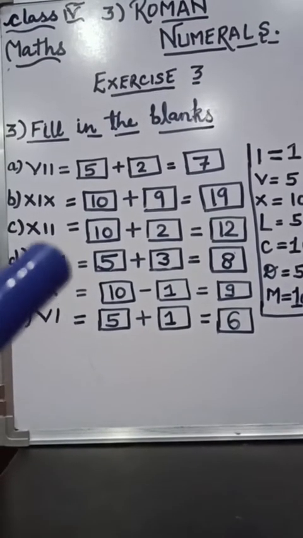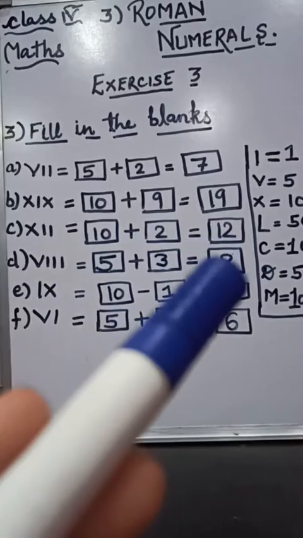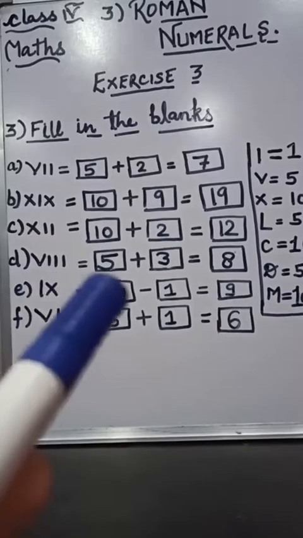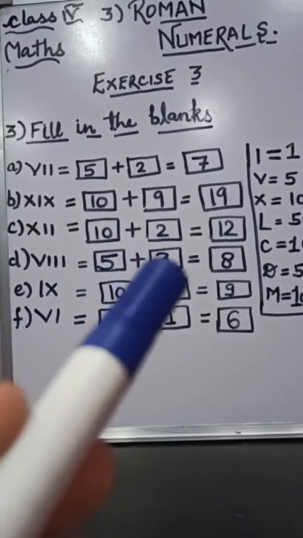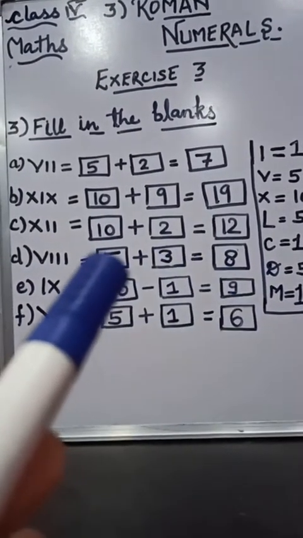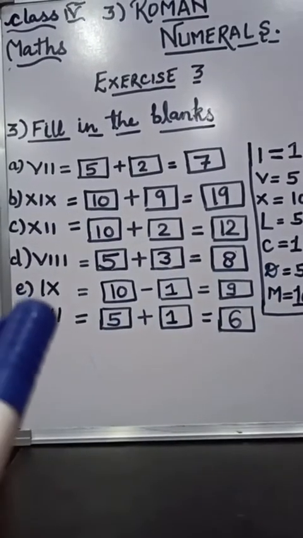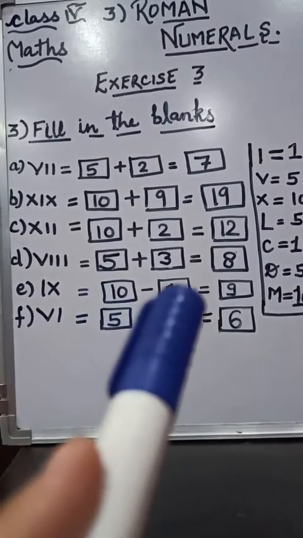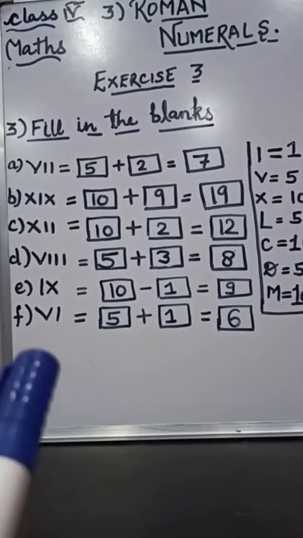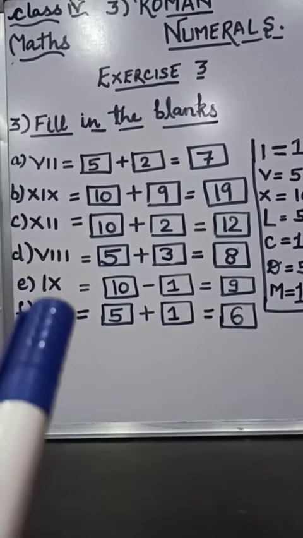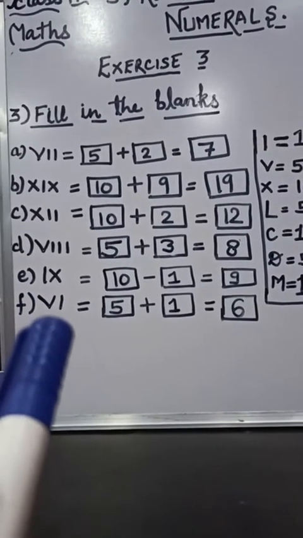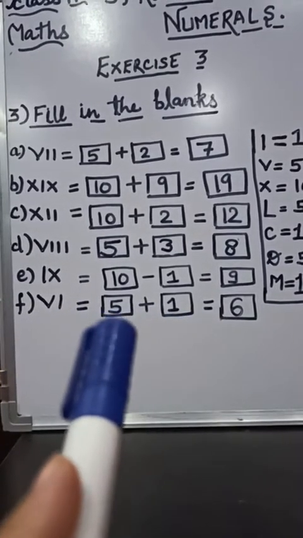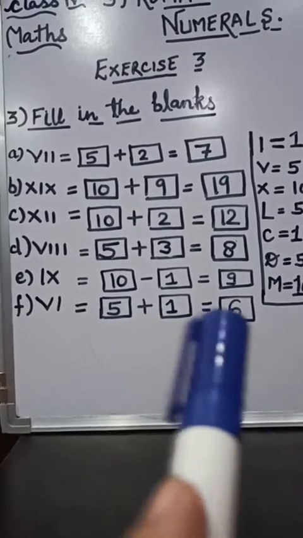Now XII, that is 10 plus 2, 12. Now 8. How? 5 plus III, 5 plus 3, 8. Now 9. The same thing. 10 minus 1 is equal to 9. Again rule 3. Now that is 6. How? 5 plus I means 1. So 5 plus 1 is equal to 6.